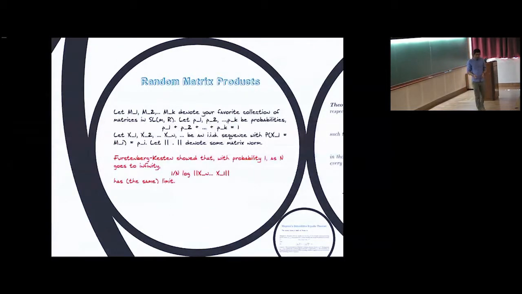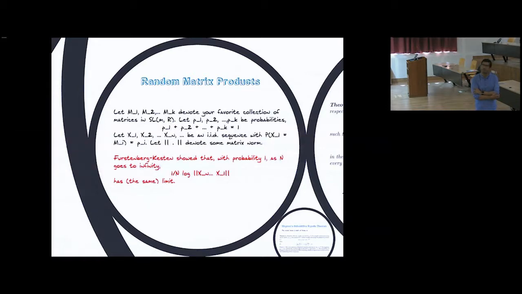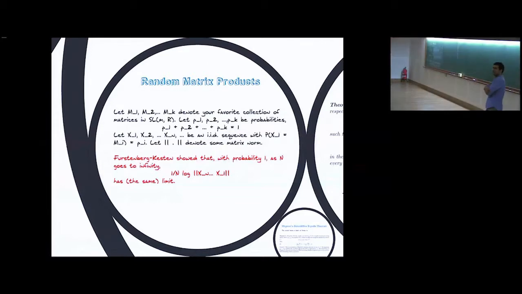In classical probability theory, one of the first things people studied was sums of random variables. But here we're going to look at products of random variables. So for instance, take your favorite collection of matrices with determinant 1, let's say in SL(m, R), where m could be 2. And then you have a k-sided dice, and you roll it, and let's say they're IID rolls. And you have some matrix norm. So Furstenberg and Kesten showed that with probability 1, as n goes to infinity, 1 over n log of this matrix norm goes to a number. The matrix norm could be the largest entry, it could be the top eigenvalue. This is a sort of law of large numbers, a law of large matrices.